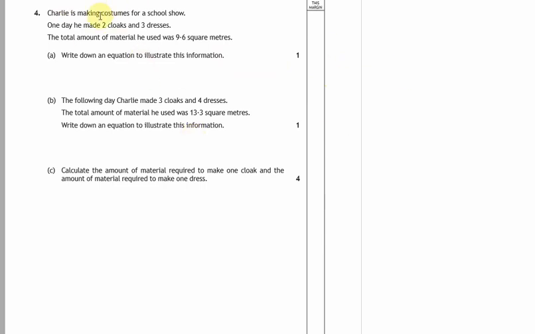I've got two things that equal something, and here's two things that equal something down there. So we just keep a sensible 2c plus 3d equals 9.6 rather than x and y's. So cloaks and dresses. And then we want the same again down here: 3 cloaks plus 4 dresses is equal to 13.3.